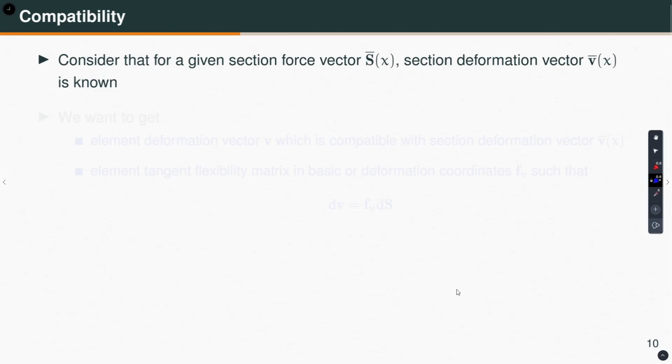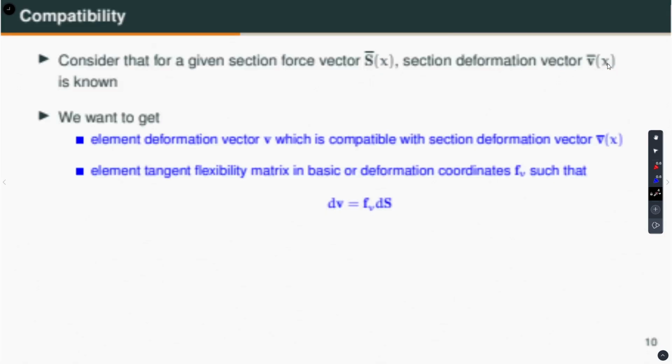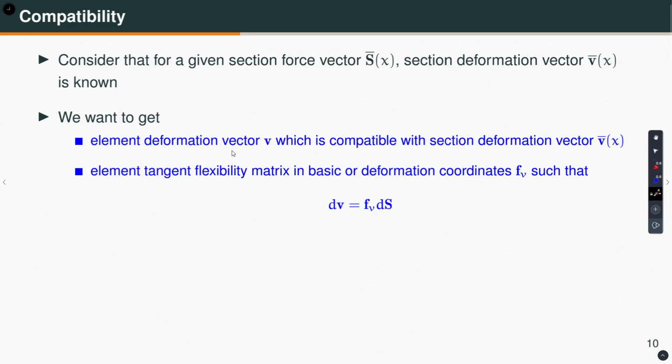Now, let us talk about compatibility. Let us say that for a given section force vector S bar x, the section deformation vector V bar x is known. What we want is to get the element deformation vector V which is compatible with the section deformation vector V bar x. So, compatibility relates the section deformation with element deformation.